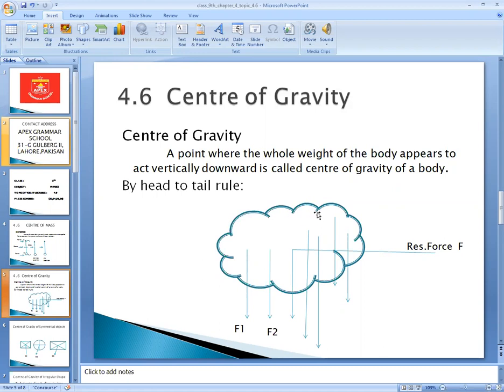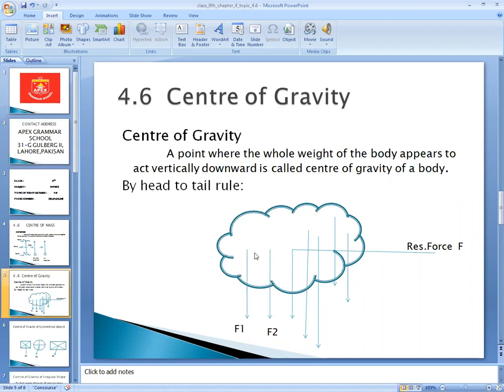1, 2, 3, 4, infinite number of particles are there. But I consider only a few points. This particle, this point, then this point, this point, this point. I consider only a few points. But if you look at your book, you will find there are so many points. In order to make you clear, I consider only a few points.